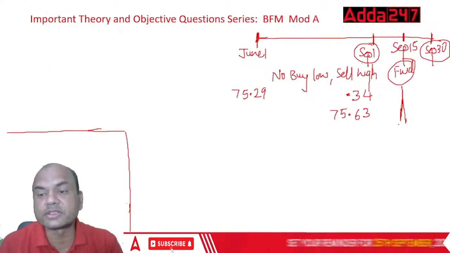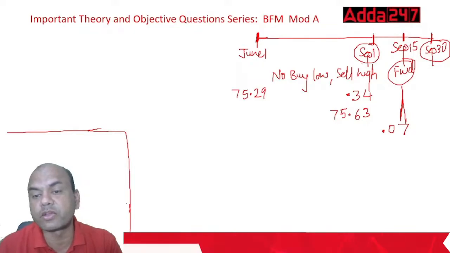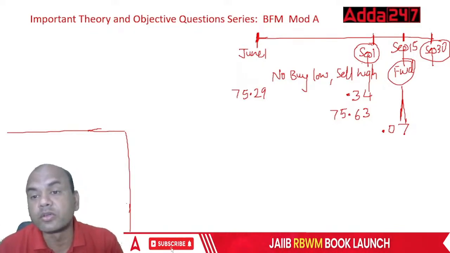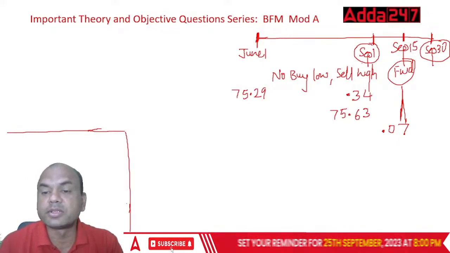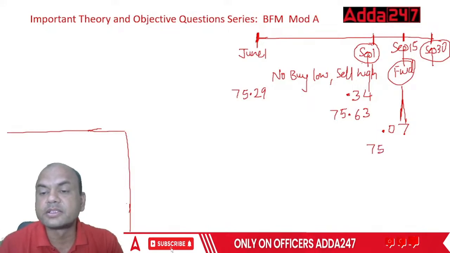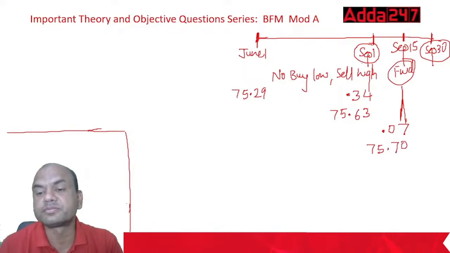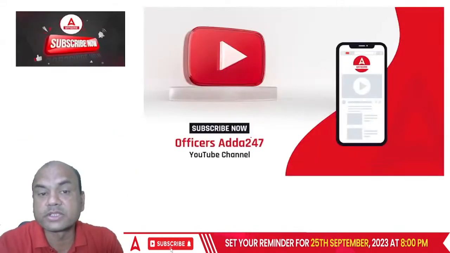I'll take 7 because sale. But I won't take only 7. It is 0.07 because we require after two digits. So 0.07. Again, premium or discount? Premium. So I'll add this. 75.63 plus 0.07 is 75.70. This will be my rate for September 15, the exact rate for selling.